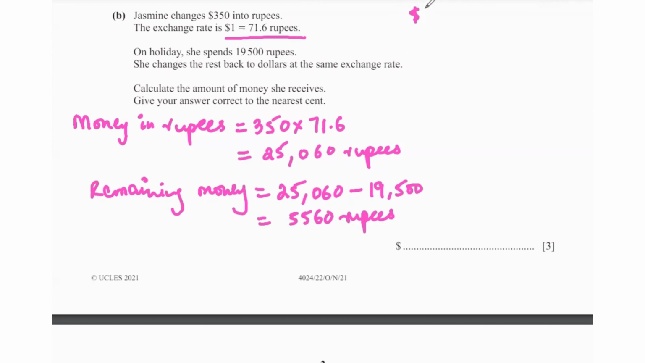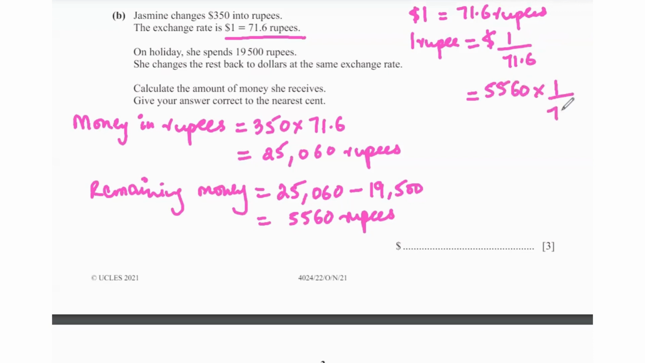So if $1 is equal to 71.6 rupees, that means 1 rupee is going to be equal to 1 over $71.6. So for 5,560, we will divide this by 71.6, and that will give us $77.65. That is the amount of money she receives. Now it says give your answer correct to the nearest cent. That's why we gave it correct to two decimal places, because $1 equals to 100 cents.